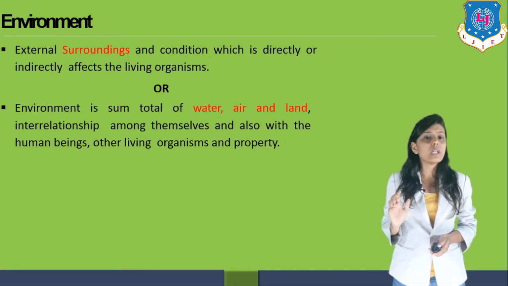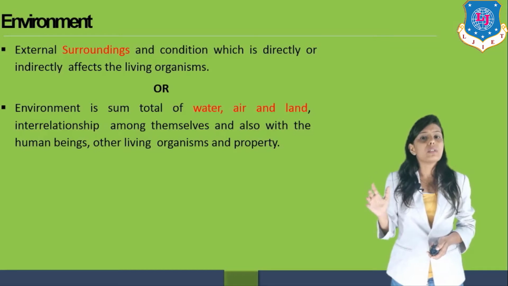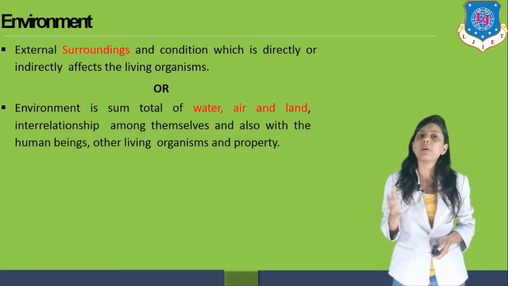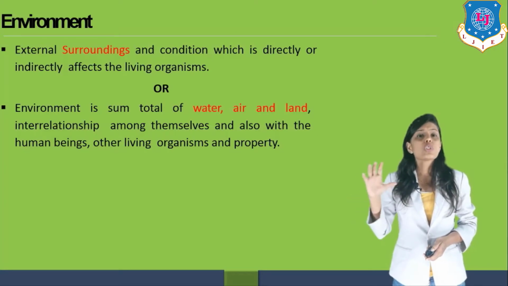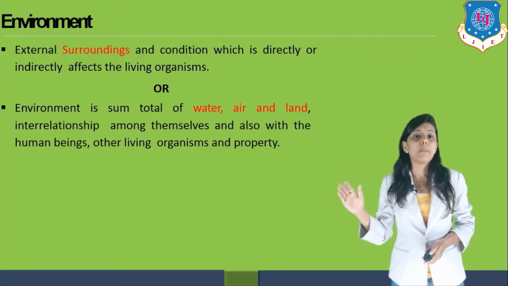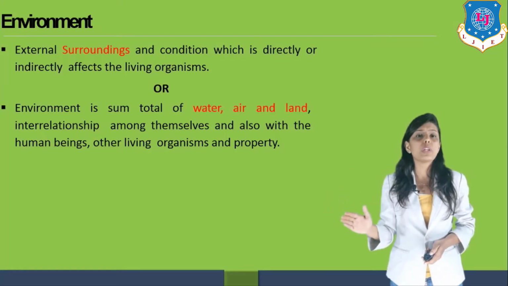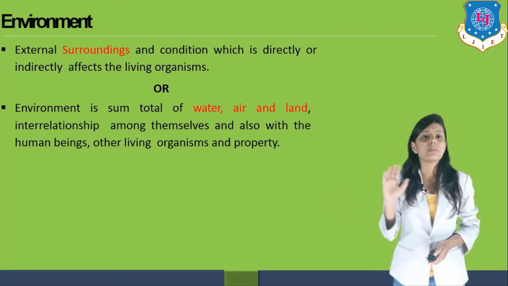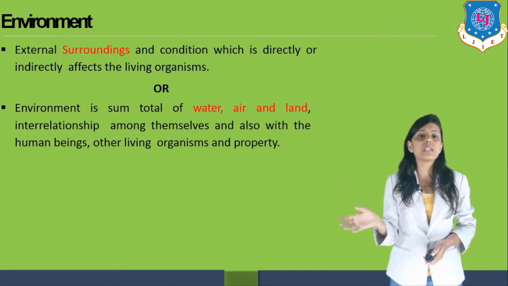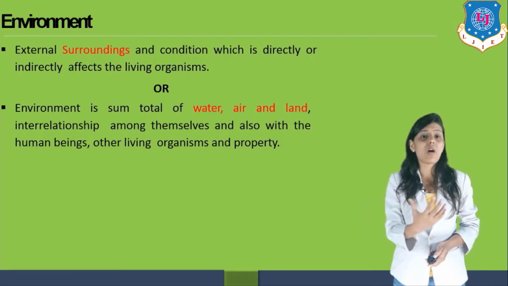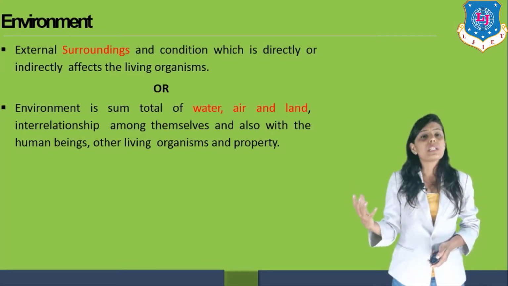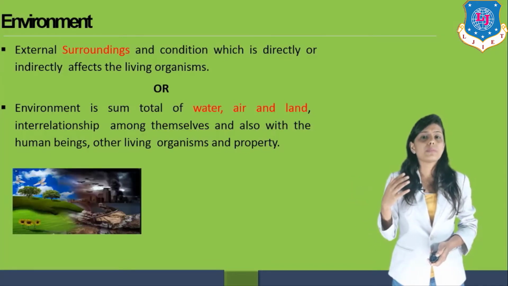So first what we learn? What is environment? So environment is our surrounding, right? Our surrounding is made up of two components, biotic and abiotic components. So environment is a combination of biotic components and abiotic components. Biotic components are living components and abiotic components are non-living components. We are surrounded by these biotic and abiotic components.